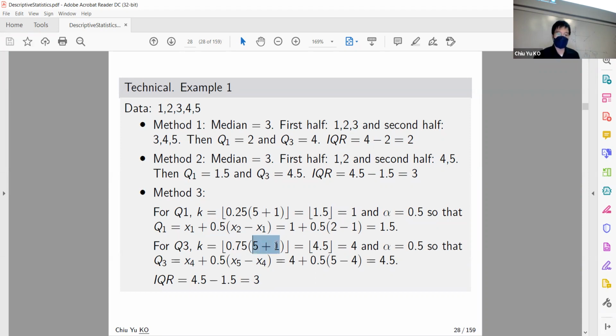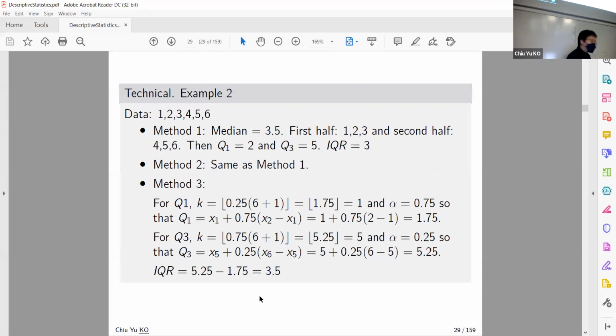And for Q3, again, n plus 1, where n is 5, n plus 1 is 6. And because for Q3 you look at the third quarter of the data, the third quarter is 0.75, okay? Times 6 will be 4.5. 4.5 means it's between 4 and 5, right? And then halfway between 4 and 5, so it's 4.5. So that's how you get this one.